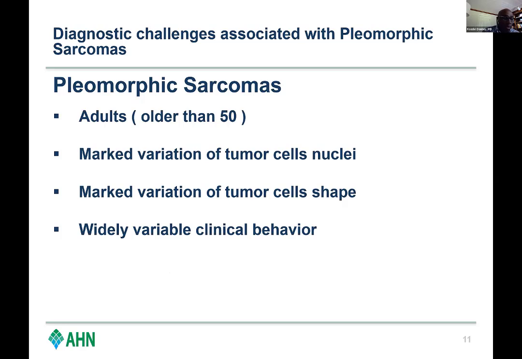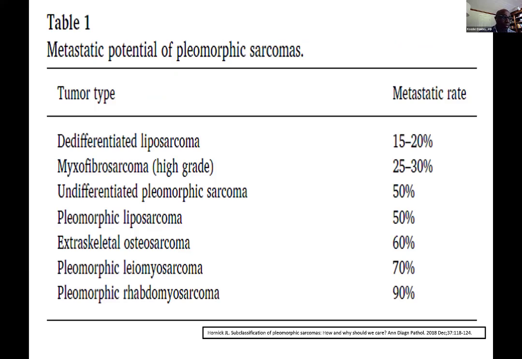Pleomorphic sarcomas are relatively rare soft tissue malignant neoplasms that commonly affect older men. They're characterized by marked variation of tumor cell nuclei, tumor cell shape and size. More importantly, they're characterized by a widely variable clinical behavior. The next two slides will further emphasize this widely variable clinical behavior.